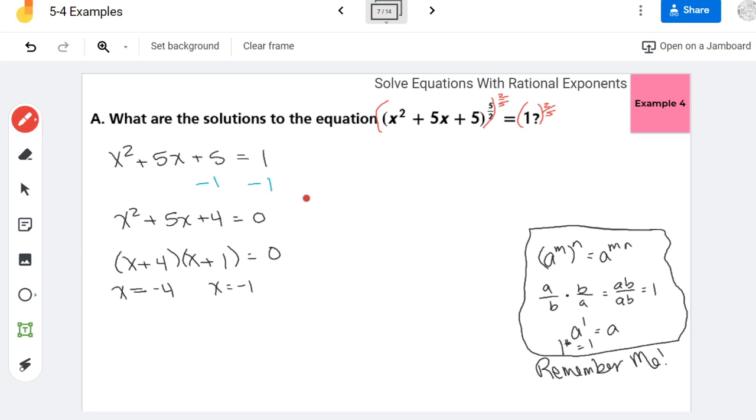And I know y'all hate check steps. Just remember the general rule: you need to check yourself or you will wreck yourself. So here I'm just taking that -4 and plugging it into the original equation.